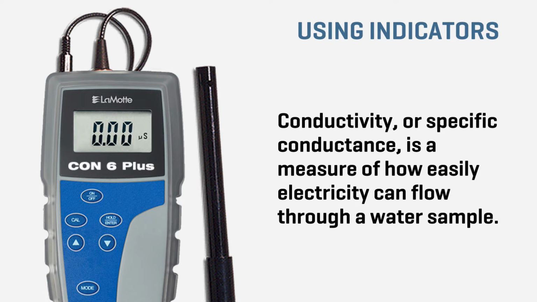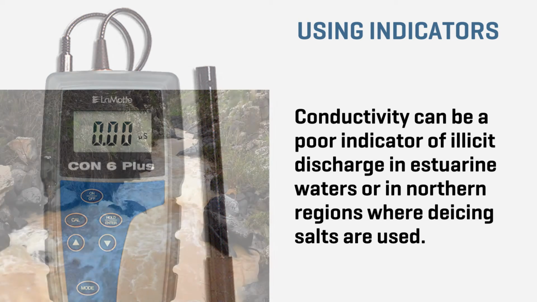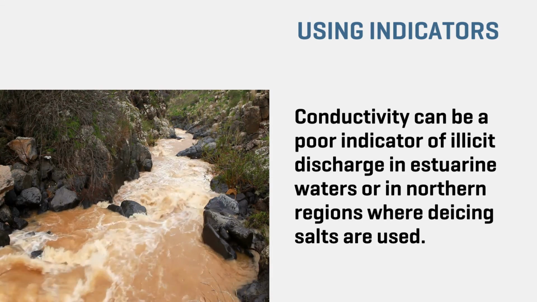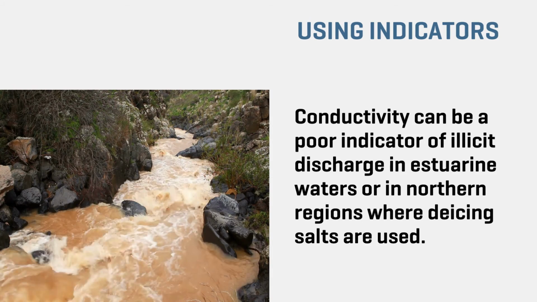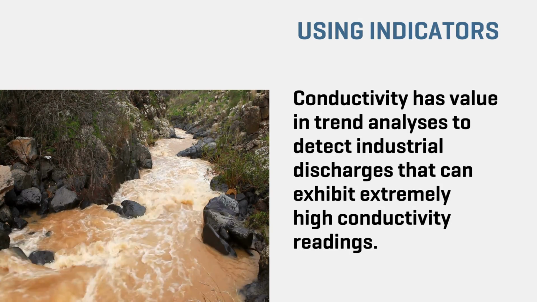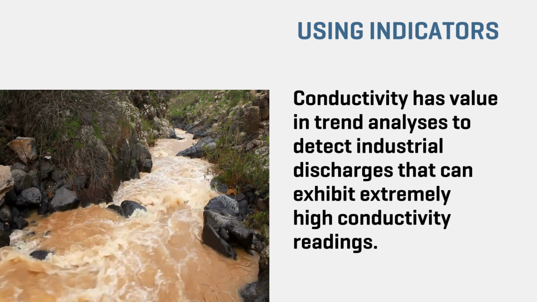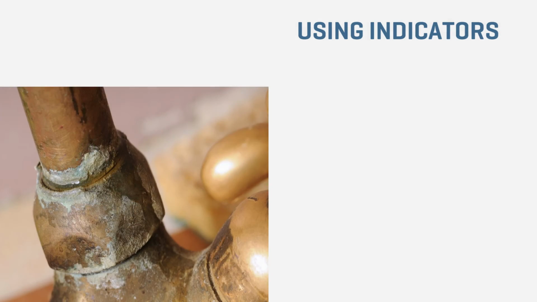Conductivity, or specific conductance, is a measure of how easily electricity can flow through a water sample. Conductivity is often an indicator of dissolved material in water, known as total dissolved solids. Conductivity can be a poor indicator of illicit discharge in estuarine waters or in northern regions where de-icing salts are used. Conductivity has value in trend analysis to detect industrial discharges that can exhibit extremely high conductivity readings.